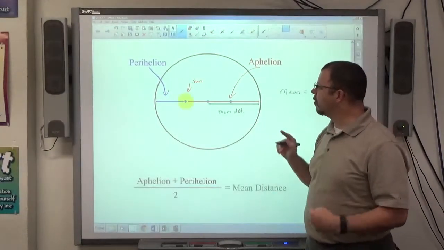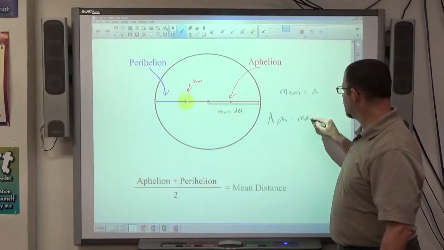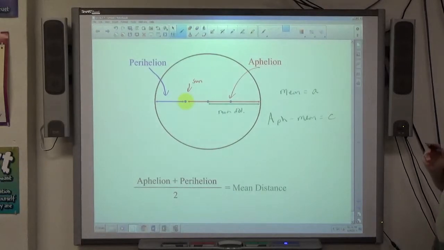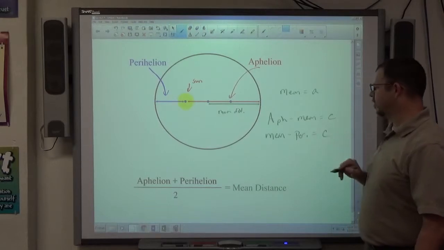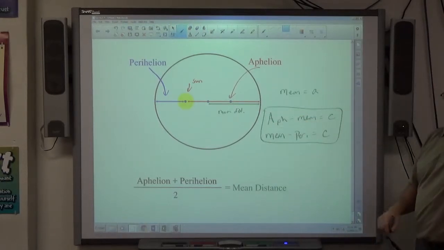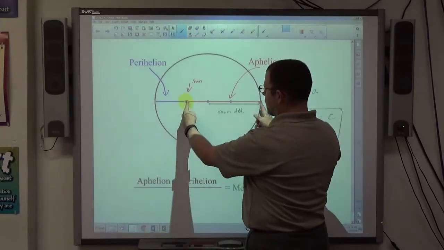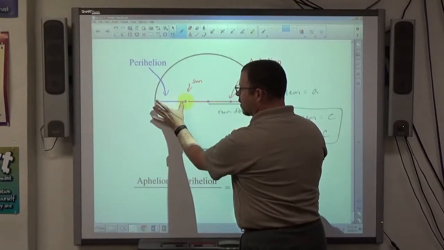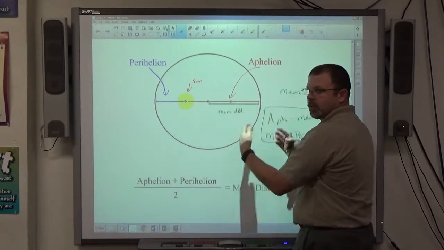I've got A. Also, aphelion minus the mean distance equals C. Or the mean distance minus the perihelion distance is also equal to C. Take your pick. Because if you take a look, here's aphelion, and there's the mean distance. What's left is C. Perihelion is the distance from the focus to the vertex, so if I take the mean distance minus that, I'm left with the focal length. See the way you look at it?